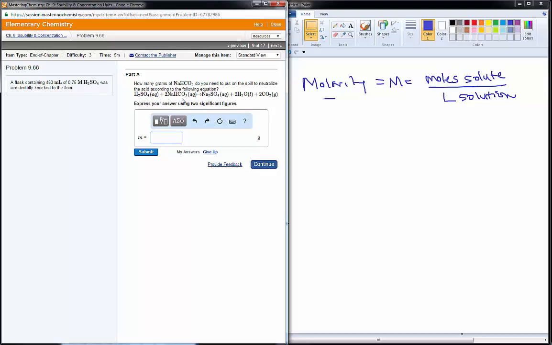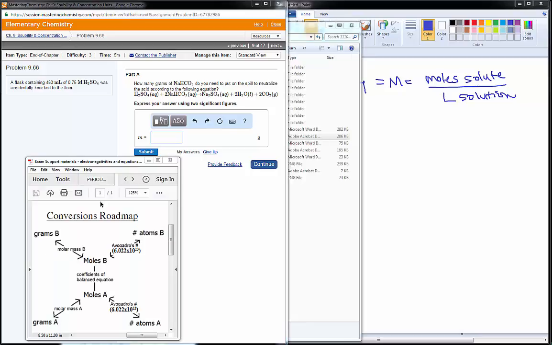So we're going from NaHCO3, which is one thing, to H2SO4, which is another thing, or vice versa. We're starting with H2SO4 and going to NaHCO3. If I pull up my conversions roadmap here, I see that I can get to grams of something different from what I started with by going through the moles of something different, if I start with the moles of the thing I start with. And we've done that from grams, but now we have to start with concentration.